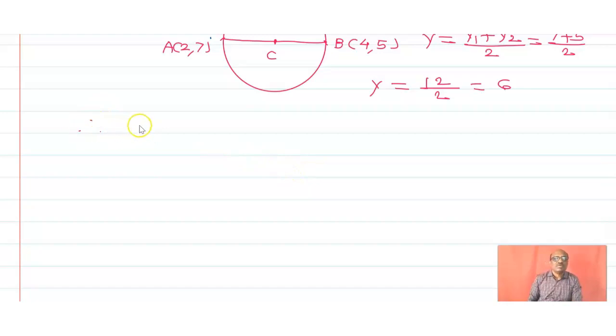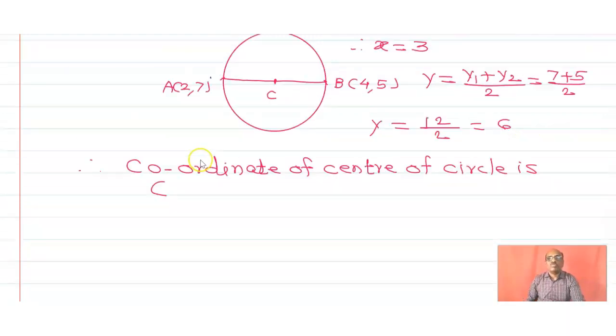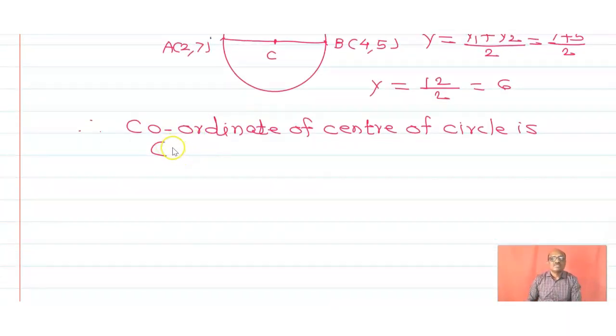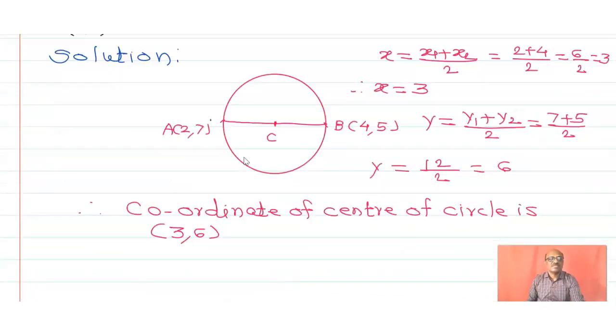Therefore, the coordinates of the center of the circle are 3, 6. Okay. Now the next problem.